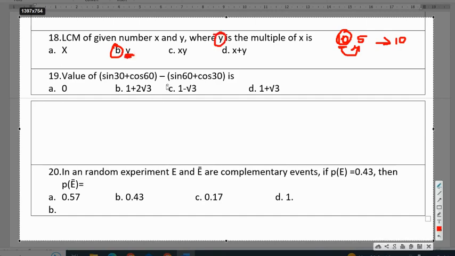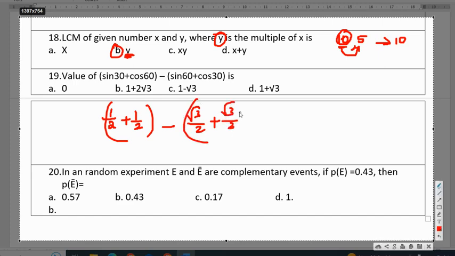Value of sine 30 plus cos 60 minus sine 60 plus cos 30 is. Sine 30 value is 1 by 2, cos 60 value is also 1 by 2, minus sine 60 is root 3 by 2, cos 30 is also root 3 by 2. So 1 by 2 plus 1 by 2 is 1. We'll take LCM for 2. Root 3 plus root 3 is 2 root 3. So we can cancel 2 and 2. So answer is 1 minus root 3. Correct option for 19th question is C, 1 minus root 3.